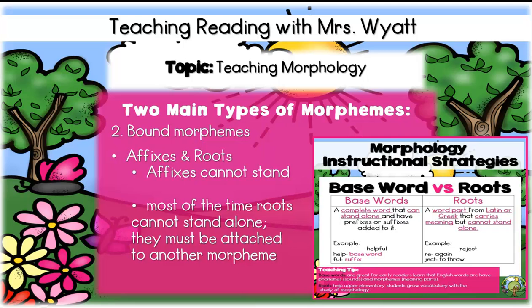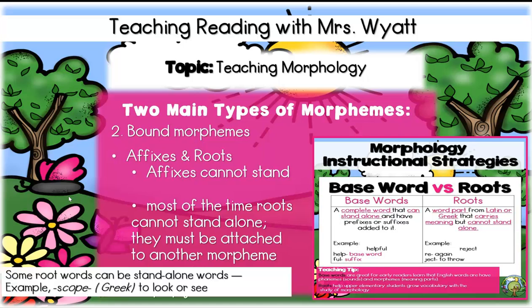Most of the time, roots cannot stand alone. They must be attached to another morpheme. So for example, ject. In the word reject, you have the prefix re, and then you have the root ject, and it means to throw again. And you create the word reject. There are some examples where roots can be standalone, as in the word scope. It's a Greek root, and it means to look or to see. But like I said, most of the time, your roots are going to have to be added to another meaningful part to create a word.